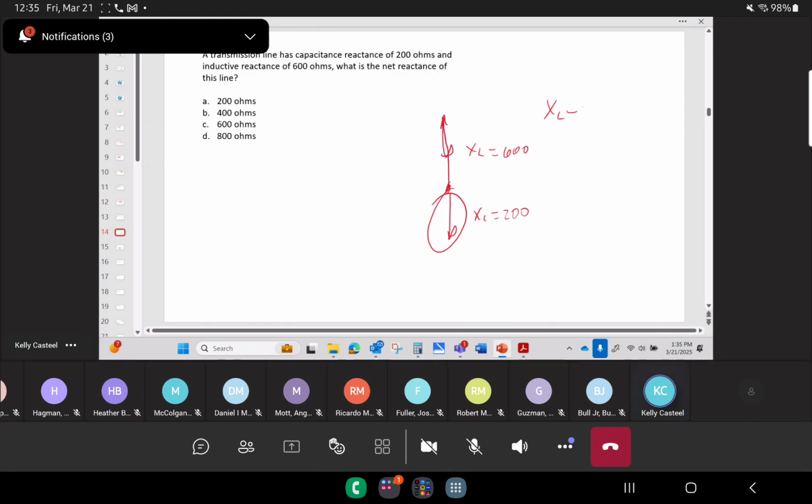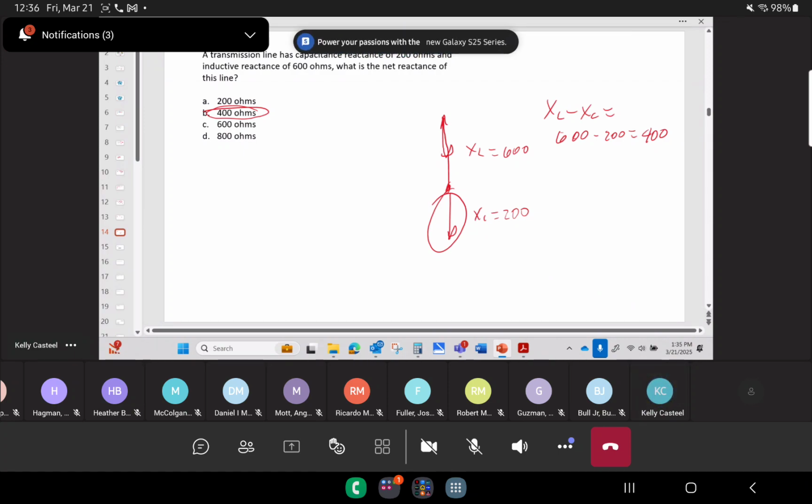So it's XL minus XC equals 600 minus 200 equals 400. And you would have 400 ohms of reactance. And as a matter of fact, it's going to be 400 ohms of inductive reactance. The correct answer for that one would be Bravo, or 400 ohms. Questions on that one?